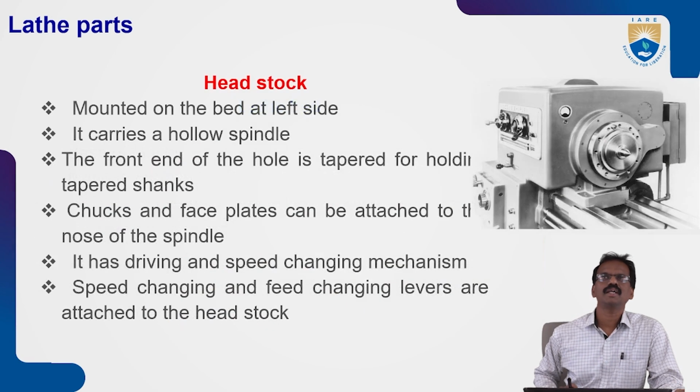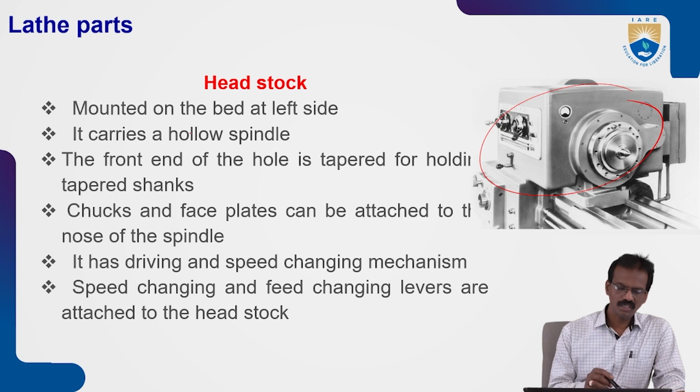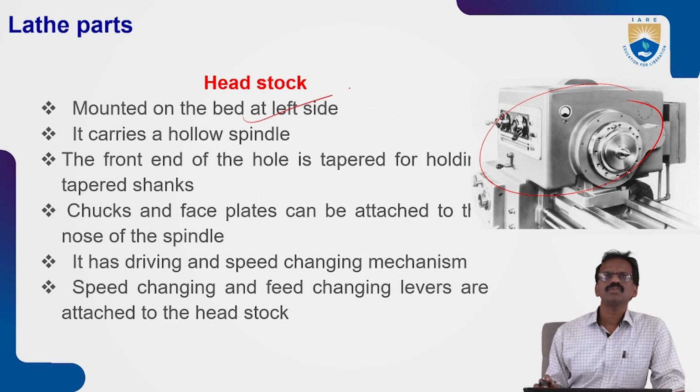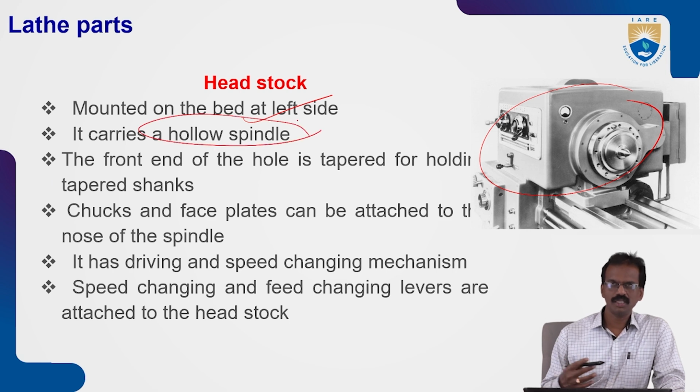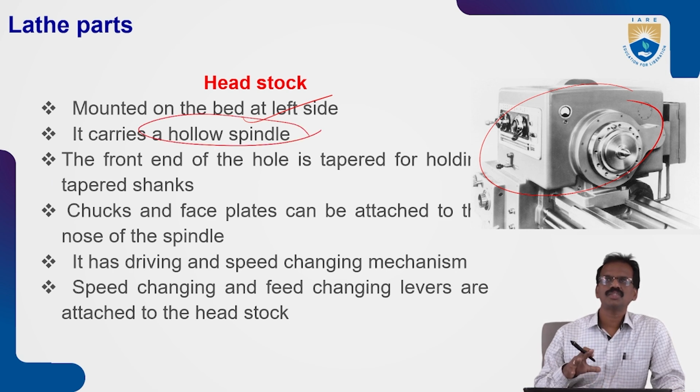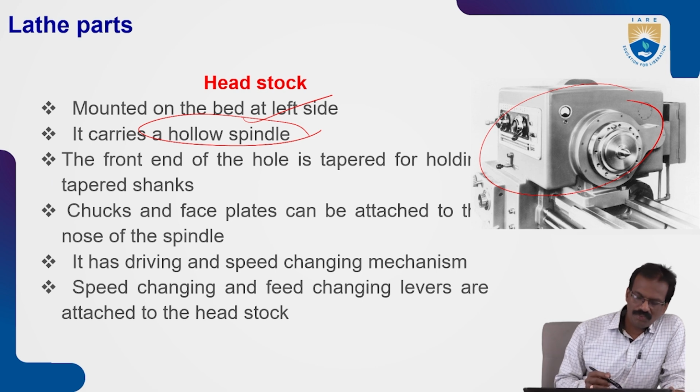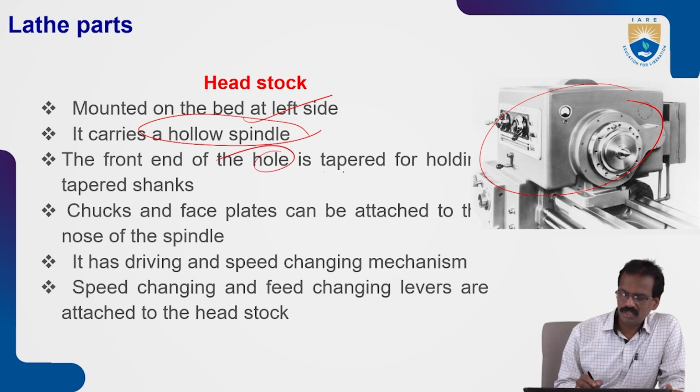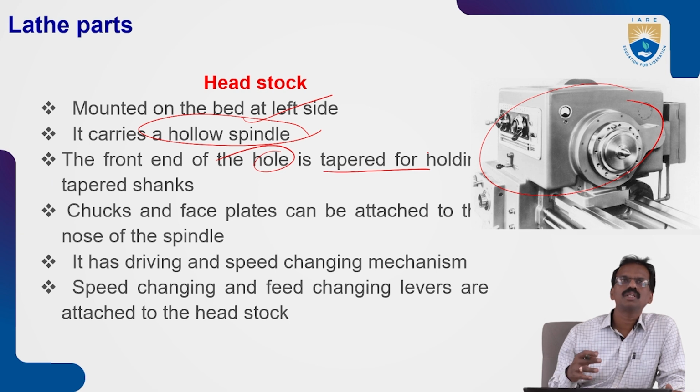Next one, the headstock, which is placed on the left side of the bed. It is mounted on the bed at the left side. It carries a hollow spindle, and in the spindle we can fix the chucks. The spindle provides the rotating motion to the chuck, and the chuck holds the workpiece, so automatically it leads to the rotating motion of the workpiece also. The front end of the hole is tapered for holding the taper shanks. Taper shanks are the chucks like this one.